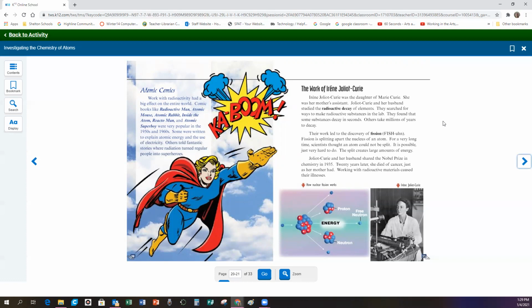For a very long time, scientists thought an atom could not be split. It is possible, just very hard to do. The split creates large amounts of energy. Joliot-Curie and her husband shared the Nobel Prize in Chemistry in 1935. 20 years later, she died of cancer, just as her mother had. Working with radioactive materials caused the illness.